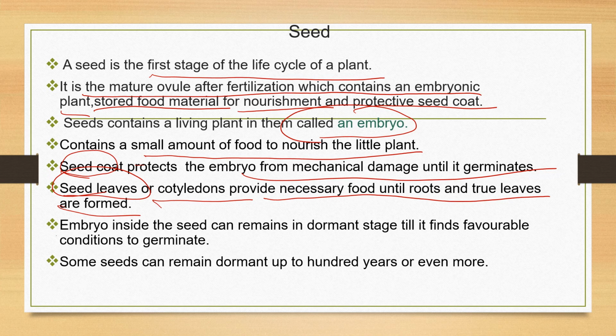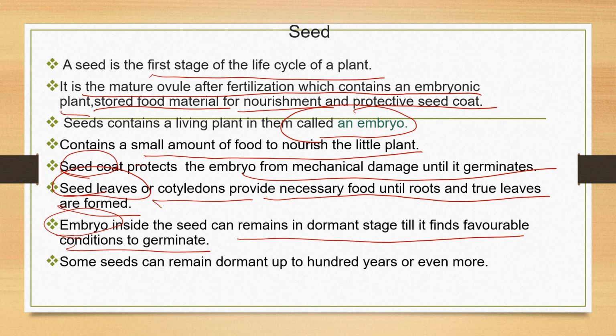Now, what is the embryo? The embryo inside the seed can remain in its dormant stage till it finds favorable conditions to germinate. Once it gets favorable conditions, it will grow out into the root and the shoot. So the embryo is inside the seed and can remain dormant until favorable conditions come to germinate.